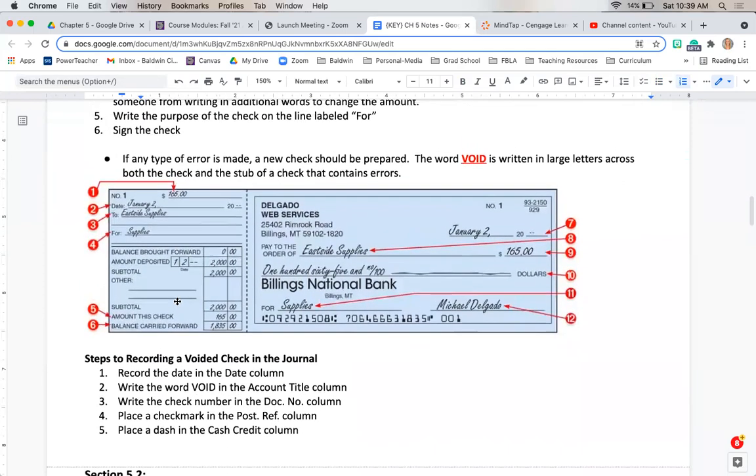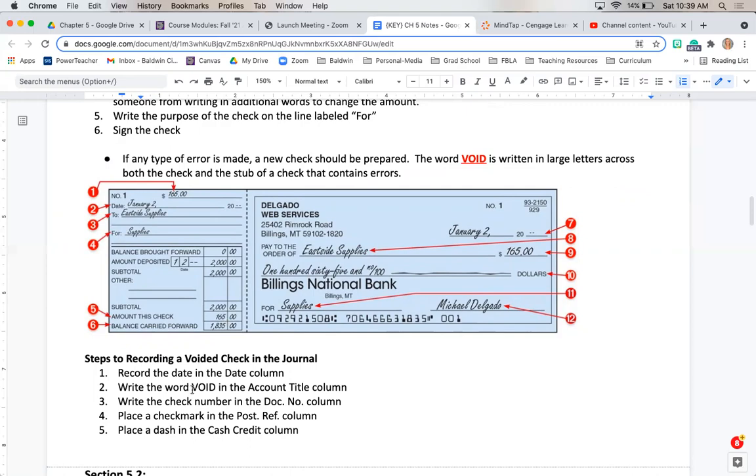Down here is an example of a check. So this perforated dotted line, the right, this part is the actual check. This part on the left is the check stub. The check stub stays with the owner of the check. So oftentimes it's in a checkbook. Businesses have check stubs in order to remember what checks were written for and the amount, and also allows them to know what their balance in their checking account is.